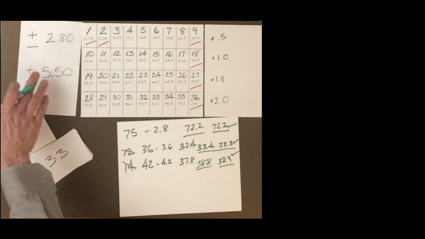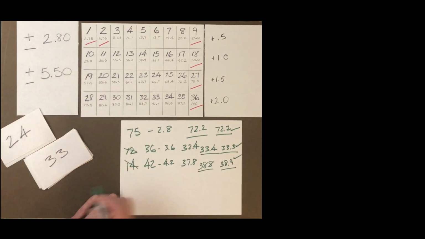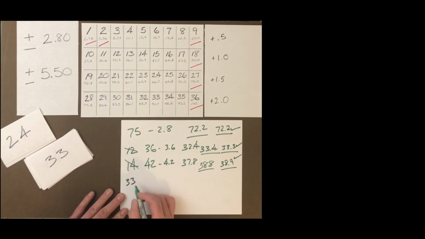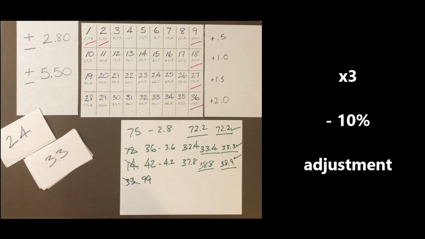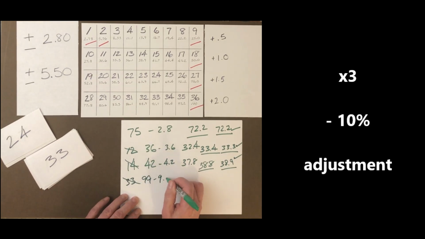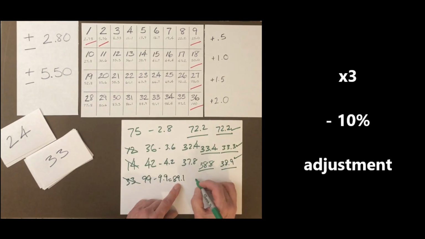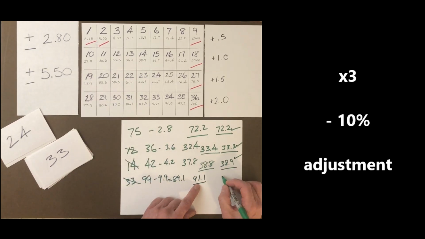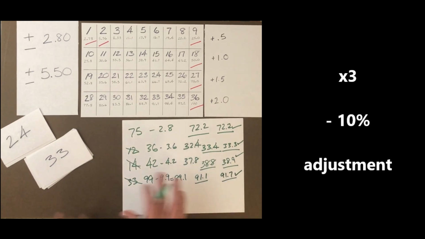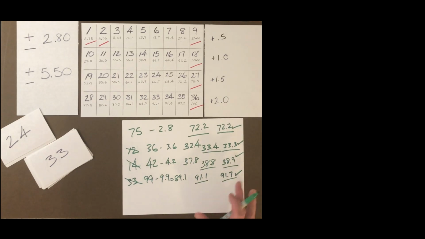Next number is 33. Not close enough to 36 to use our shortcuts here. So 33 times 3 is 99. We're going to subtract our 10%, giving us 89.1. And on the bottom, we're going to add 2%, so this becomes 91.1. And the actual answer is 91.7. A little off there, but it's not a number we usually use, this bottom line, but that's still almost within 0.5%.